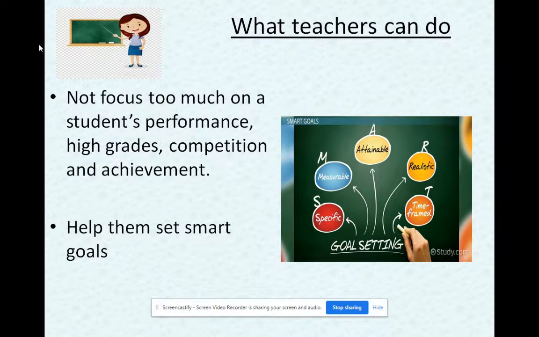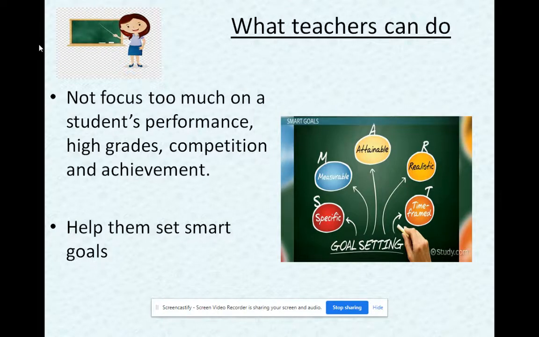That means by the end of 3 months, I'll be able to do exactly this. Measurable goals, not something vague, something objective, concrete, so that you can prove it with your assessment. Attainable, something which you can achieve, something which is not beyond your capability to achieve.